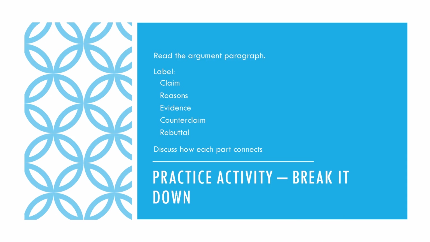So now it's your turn. You're going to read a short sample argument paragraph and label each part. You're going to label the claim, the reasons, the evidence, the counterclaim, and the rebuttal. Then we want to discuss how each section supports the overall argument. So this practice is going to help you understand how strong writers organize ideas and anticipate objections. Remember, the goal is not to win, but to write in a way that feels logical and fair to your reader.